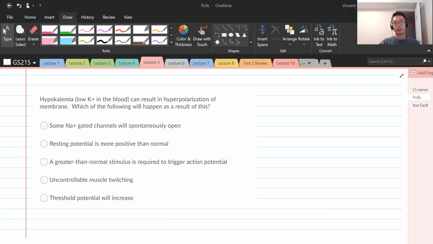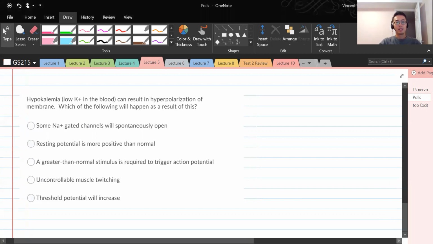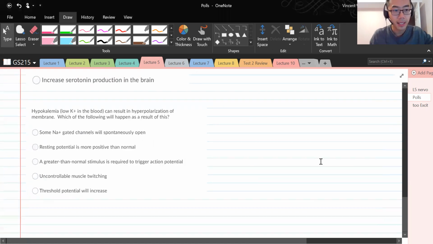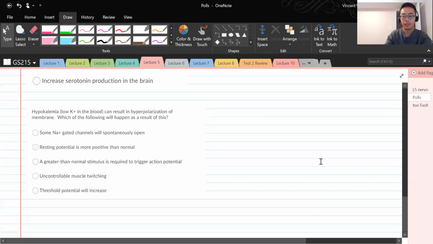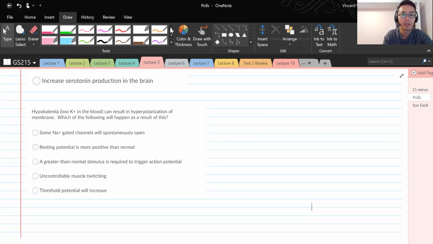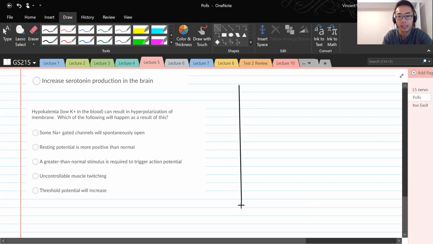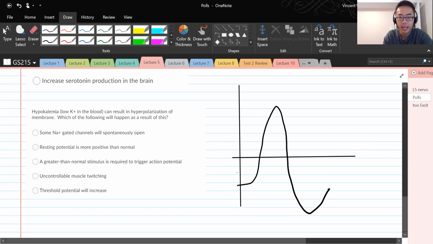Okay, so I'm gonna explain. Listen to the explanation and see if it makes sense. Okay, everything goes back to the chart. Everything goes back to the graph. That's why you have to understand the graph, and draw it out a couple times yourself. Okay, this is the graph, and this is the threshold. So threshold is the opening voltage for the sodium channels. So minus 60. Okay? That's not gonna change.